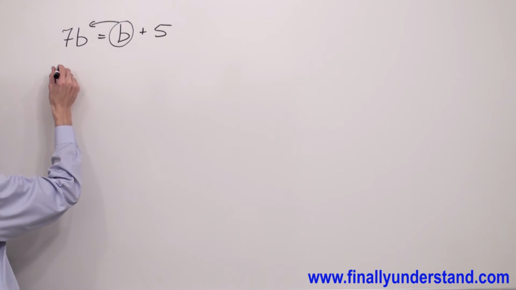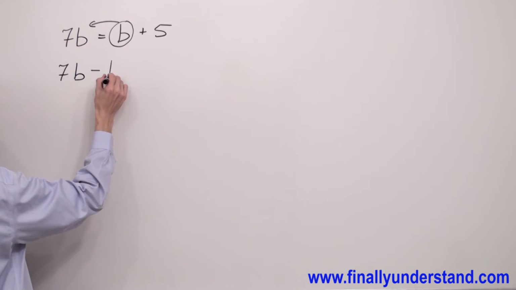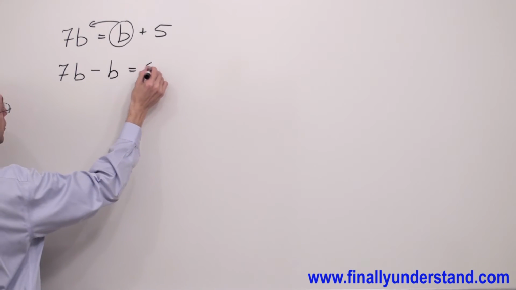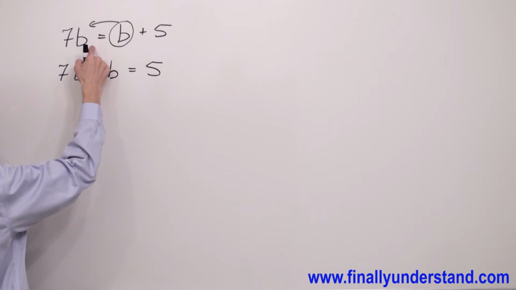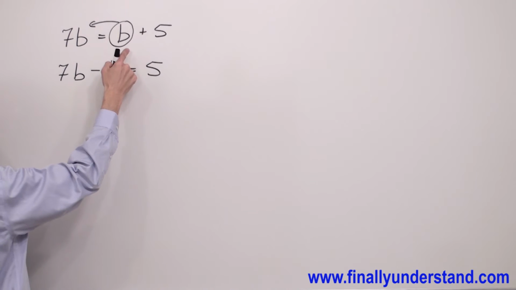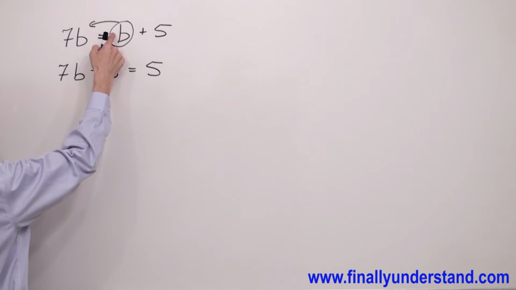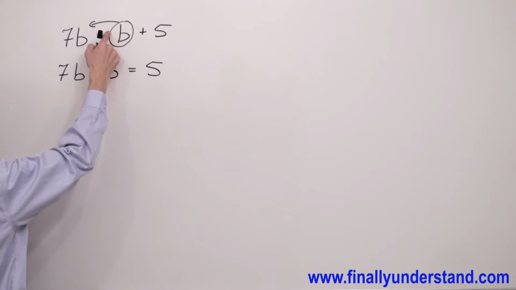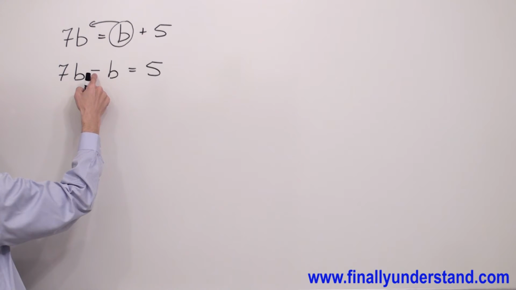And I'm going to have 7b minus b equals 5. Remember, anytime you move any variable or number or term to the other side of the equal sign, while the rest of the equation stays in the same positions, you're supposed to change the sign. I had an invisible positive sign. I moved it to the left side, there's b. That's why I changed that invisible positive to negative.